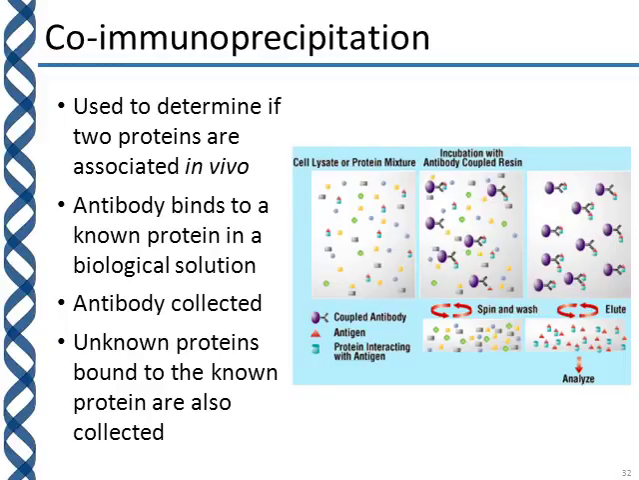Co-immunoprecipitation is used to determine if two proteins are associated in vivo. An antibody binds to a known protein in a biologic solution. The antibody is collected, and unknown proteins bound to the known protein are also collected. So in this case, we have in the diagram a protein lysate or a protein mixture. We have our coupled antibody and our antigen, as well as proteins which interact with our antigen. In several places you see a red triangle coupled to a blue cylindrical protein.